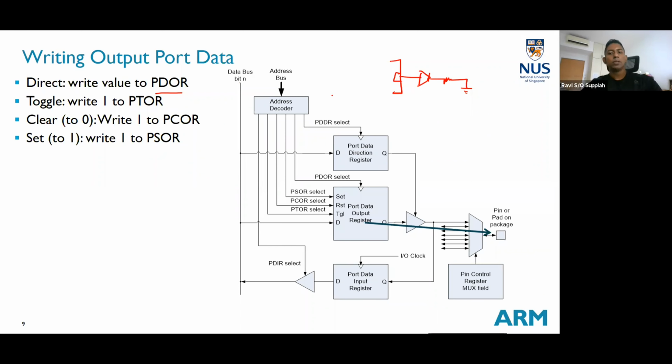But at the same time, you also have other registers to write, clear or toggle. There are 3 additional registers over here. If I want to set, I can use the PSOR register, which will write a 1 to that particular bit. If I want to clear, I can use PCOR, so writing a 1 will clear that bit to 0. Or if I want to toggle, I can write to the PTOR register. These are additional registers we have to control the output value at the pin.